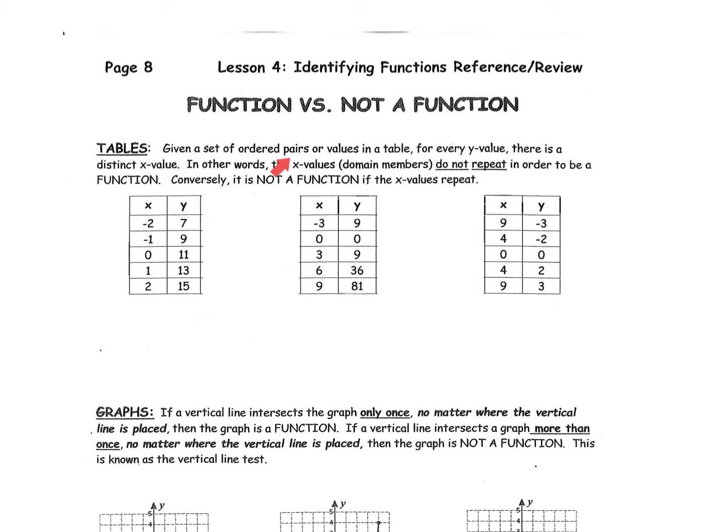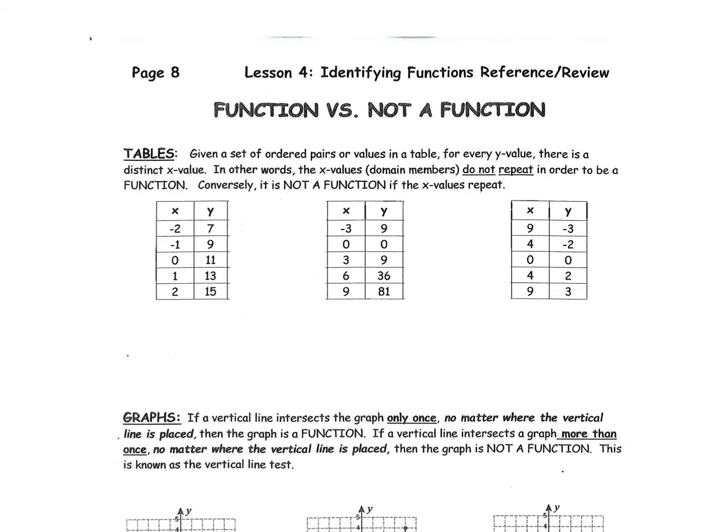When we're given a set of ordered pairs or values in a table, for every y value, there's a distinct x value. In other words, the y values, which are the domain members, do not repeat in order to be a function. Conversely, it is not a function if the y values repeat. So again, it's usually stated that for every input, there's only one output.